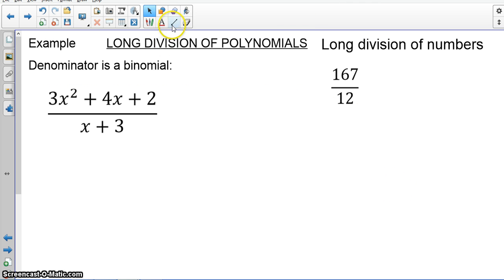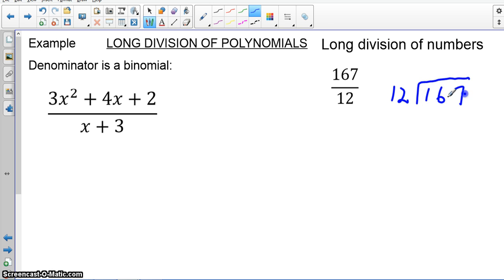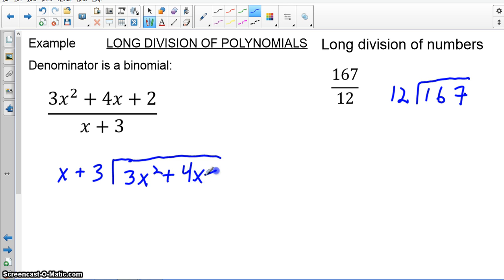So remember how you do long division of a number. We write it like this: 12, and then the 167. Do the same thing over here. It's very similar notation-wise. I do x plus 3. The denominator goes outside the little box, and I write 3x squared plus 4x plus 2. Over here we see how many times 12 goes into 16? Well, in this case it's once.